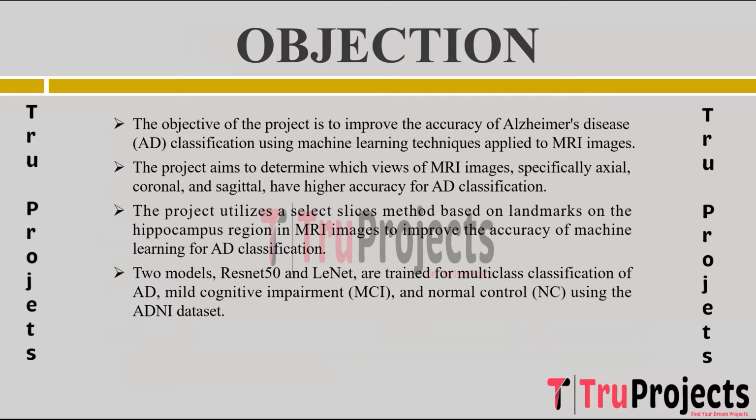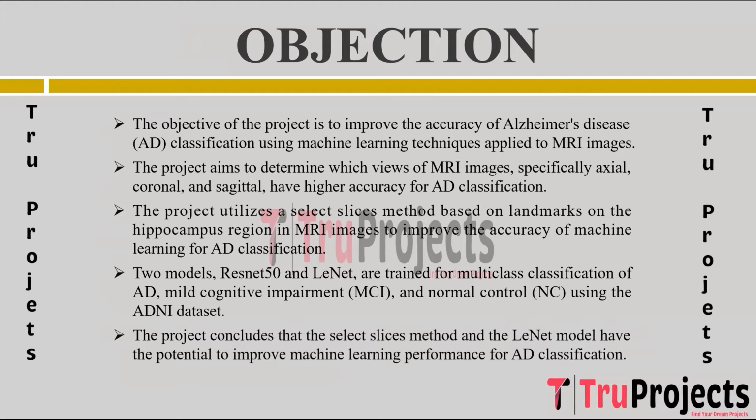Two models, ResNet-50 and VNet, are trained using the ADNI dataset for multi-class classification. These models are designed to categorize MRI images into three classes: Alzheimer's disease (AD), mild cognitive impairment (MCI), and normal control (NC). Training involves leveraging these deep learning models to learn patterns and features within select slices of MRI images associated with each class.